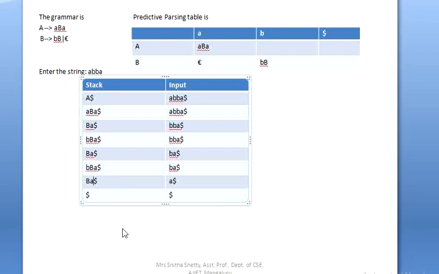So when BA dollar, B gives A means epsilon, so it is A dollar. Okay, A dollar. So here also it will be an A dollar. Okay, A dollar, and when A cancels, so remaining is dollar. So when it is dollar, that means we have successfully parsed the given string.